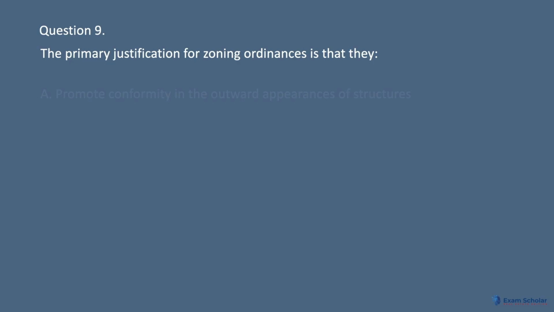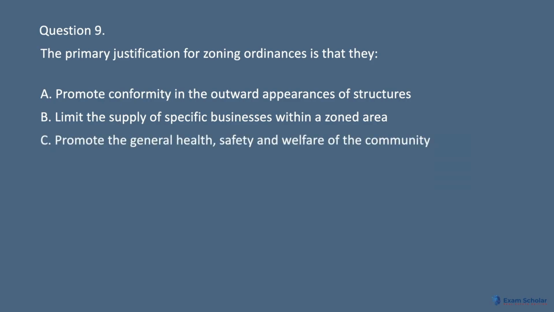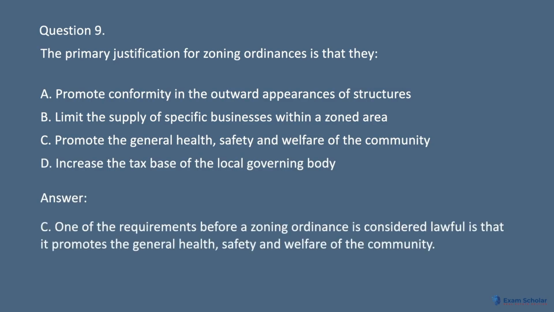Question 9. The primary justification for zoning ordinances is that they A. Promote conformity in the outward appearances of structures. B. Limit the supply of specific businesses within a zoned area. C. Promote the general health, safety, and welfare of the community. D. Increase the tax base of the local governing body. Answer: C. One of the requirements before a zoning ordinance is considered lawful is that it promotes the general health, safety, and welfare of the community.